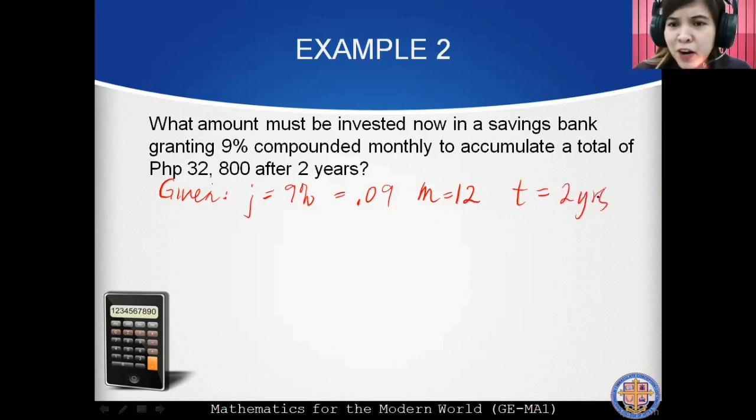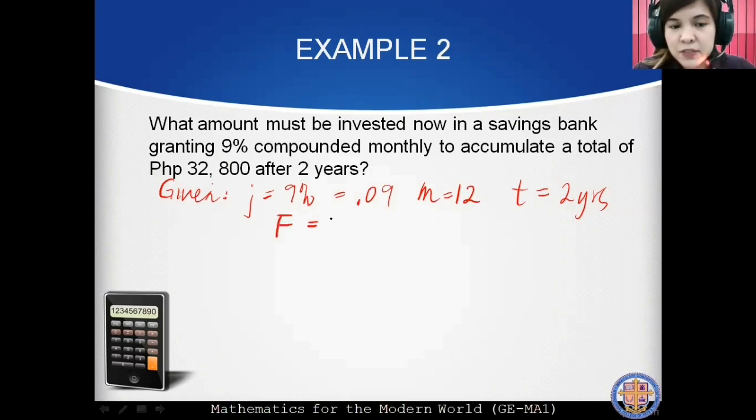Ma'am, what are we looking for? Are we looking for the P or the F? P, principal, or F, the maturity value? The problem says, what amount do you invest now? So now, at present, we're talking about principal or present value. P stands for present value, or our principal. So our P is what we are looking for. The amount to accumulate after 2 years is 32,800. So that is the maturity value, F.